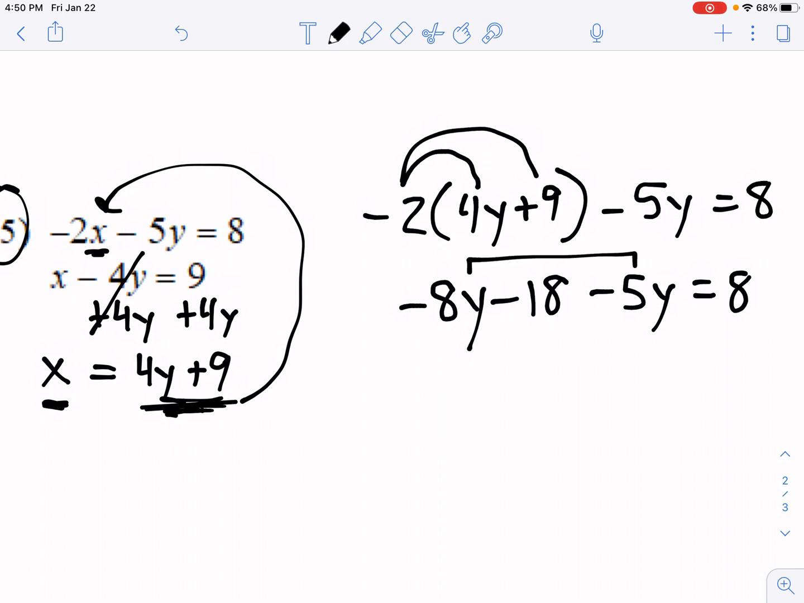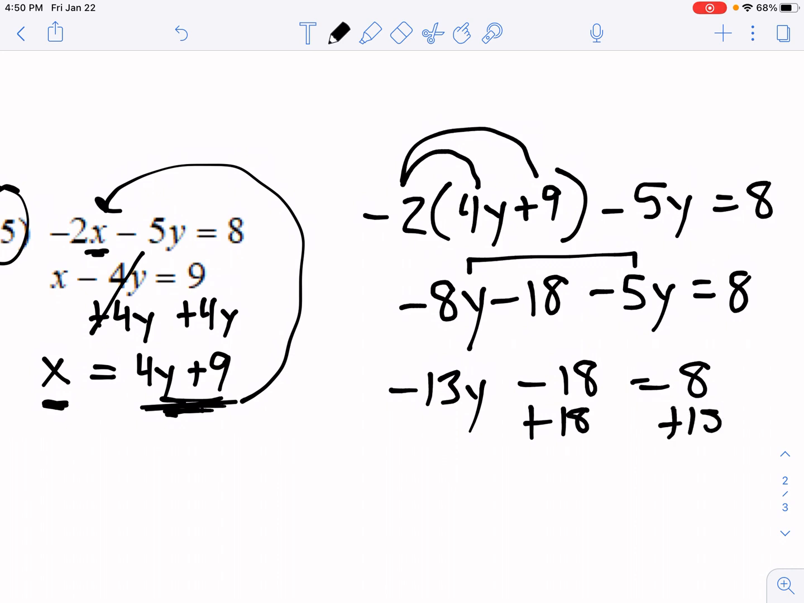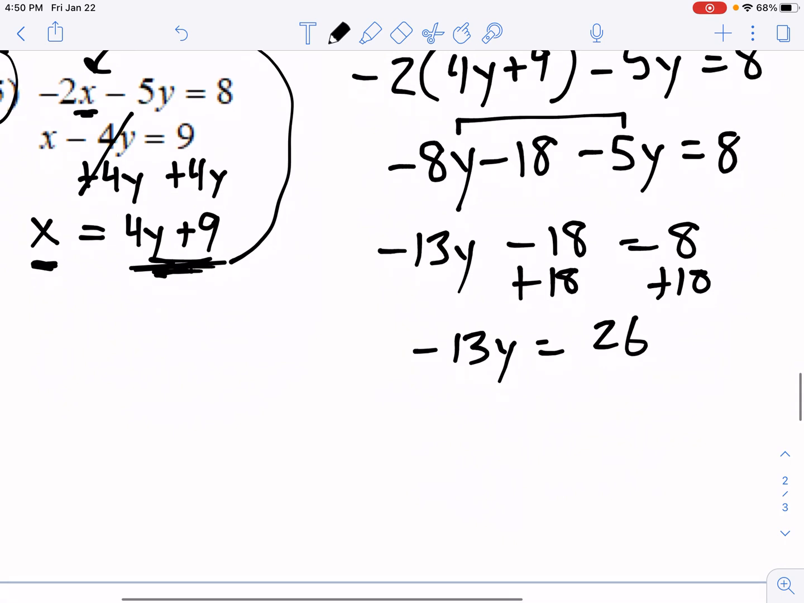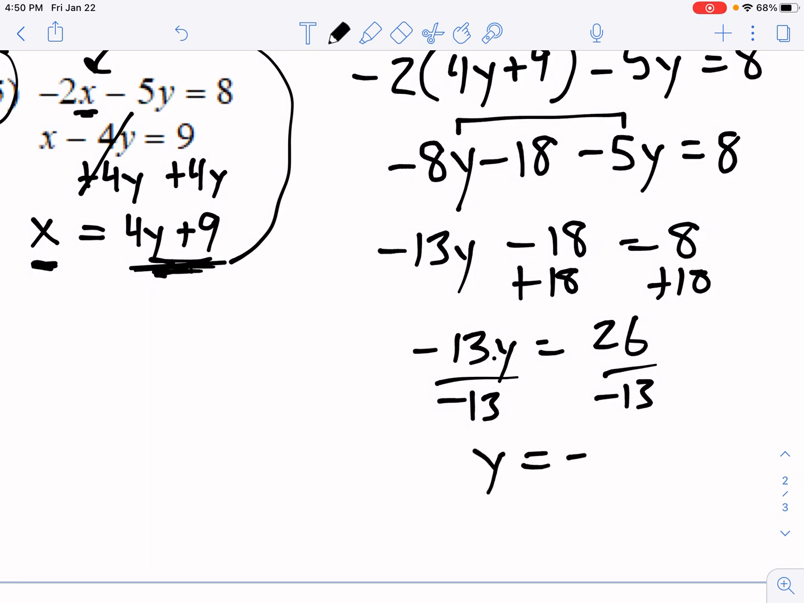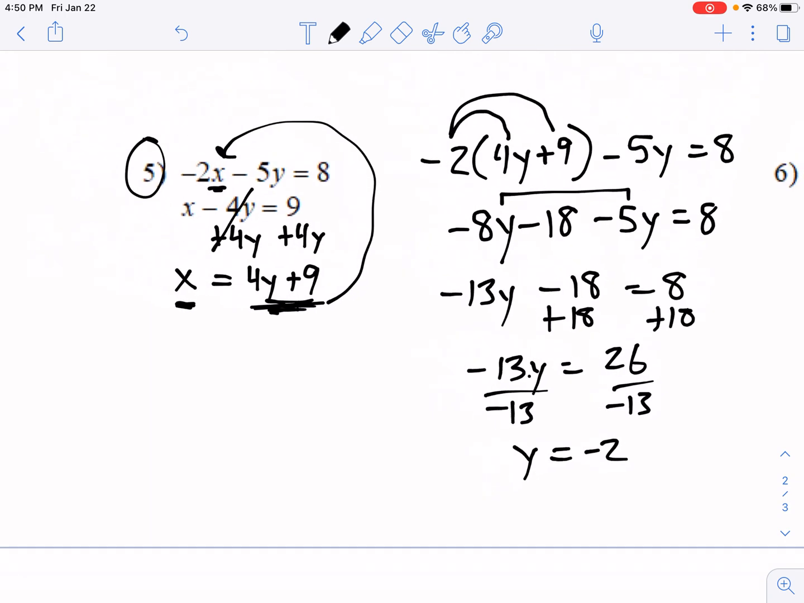Now, combining like terms, I can put my variables together. A -8 and a -5. We have the same sign, so add and keep the sign. -13y minus 18 equals 8. It's a two-step equation: add the 18 over, and we'd have 18 plus 8, and we have our -13y is equal to 26. Last step here, we have multiplication, so divide by -13 from both sides, and we get y equals a -2. Okay, so we found what y is.